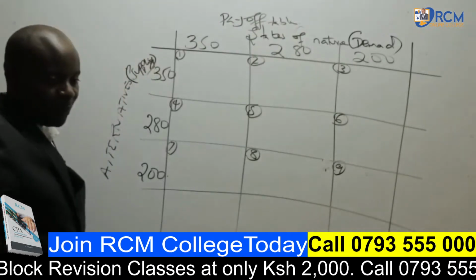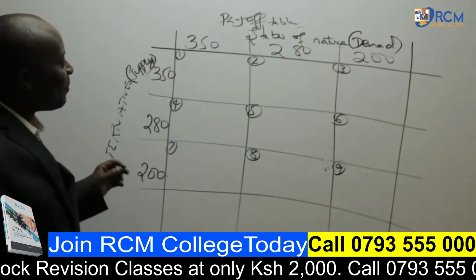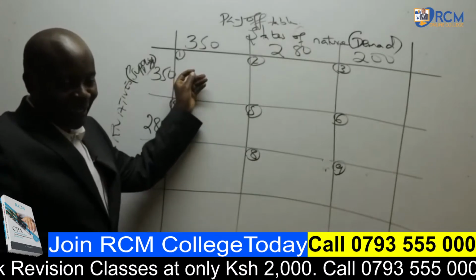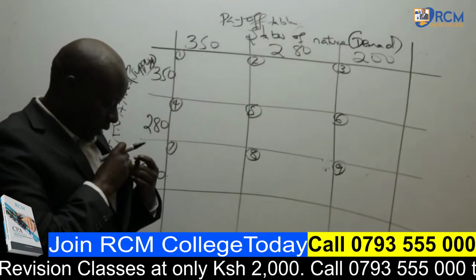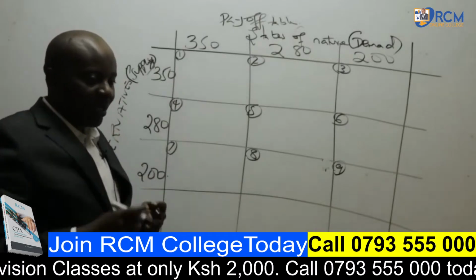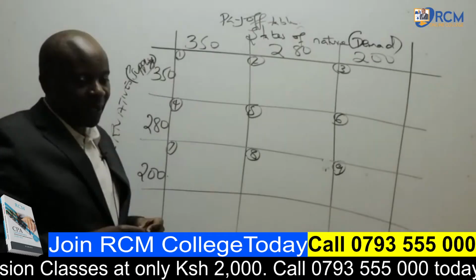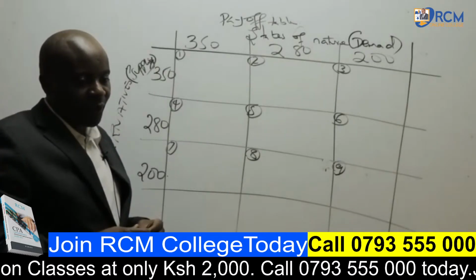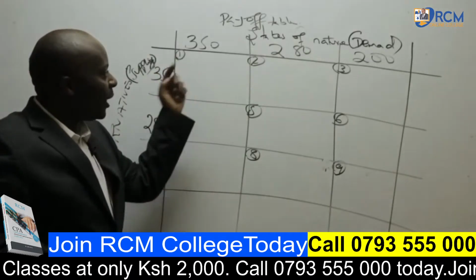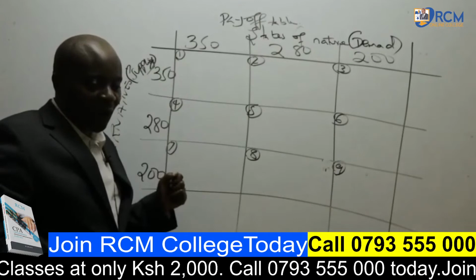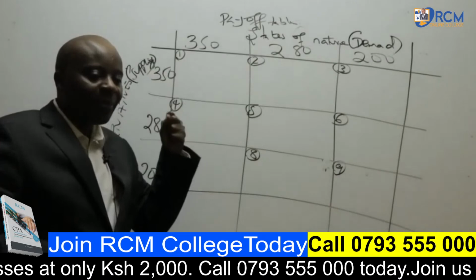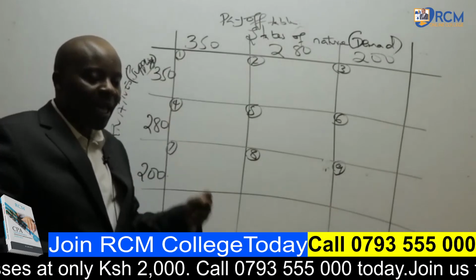Our payoff table. So I would want a good student to interpret this cell for me. In this cell, what is happening? What is going to happen is that we shall be supplying 350. And how many are demanded on the other side of the coin? 350. So, a perfect match. Whatever I supply, I will be able to get a market for.